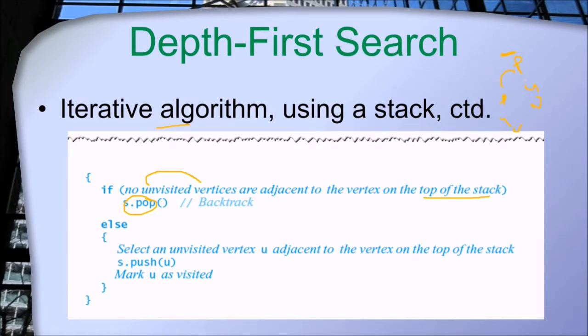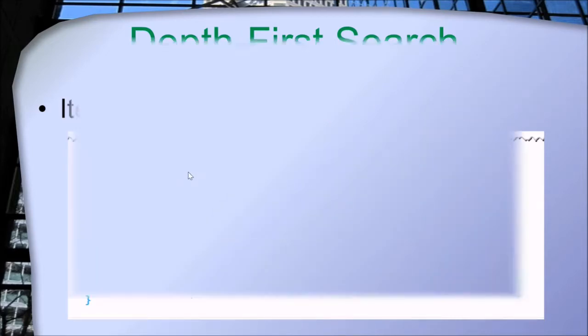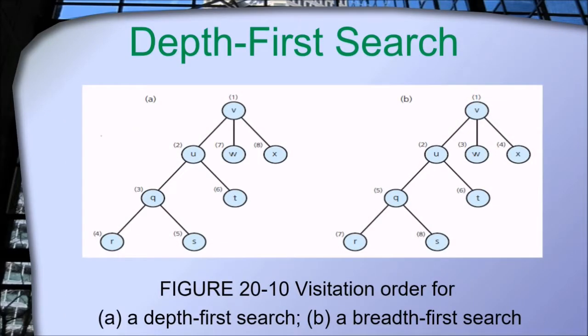Otherwise, if that is not the case, we select an unvisited vertex U adjacent to the vertex on the top of the stack, and we push that U onto the stack and mark U as visited. So this is depth first search. The visitation order or traversal order for depth first search would be something like this.